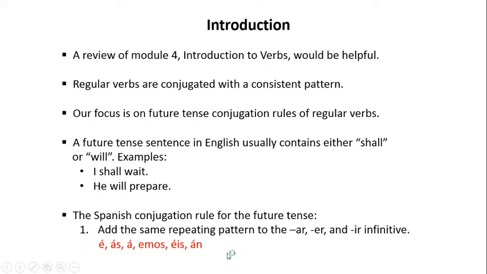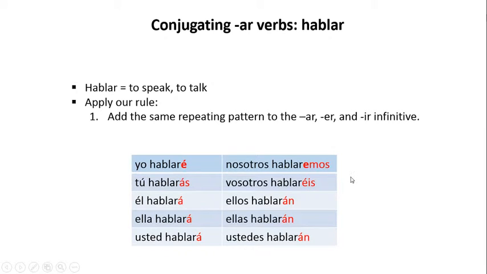So let's go through an example of this. Let's take the AR verb hablar, which means to speak or talk. Now let's apply our rule. So you have the infinitive hablar in black, and then at the end of it, we've added the letters which will make the infinitive into a future tense conjugation.